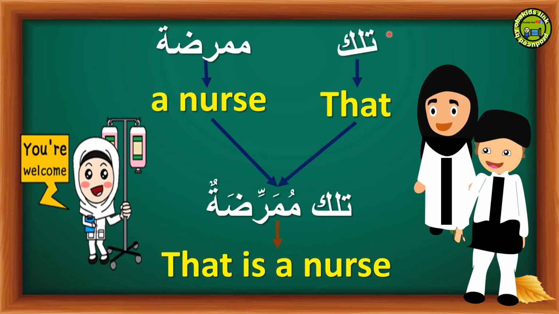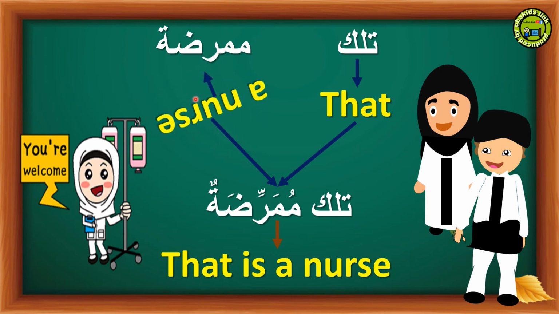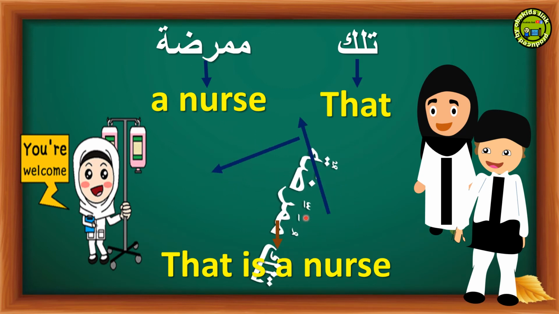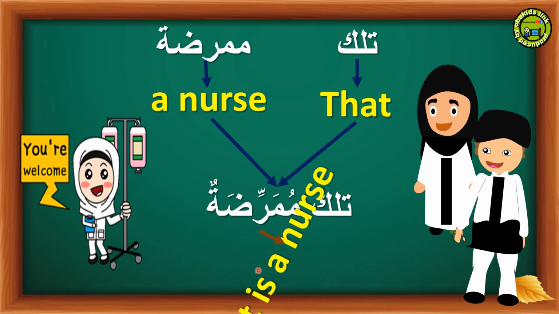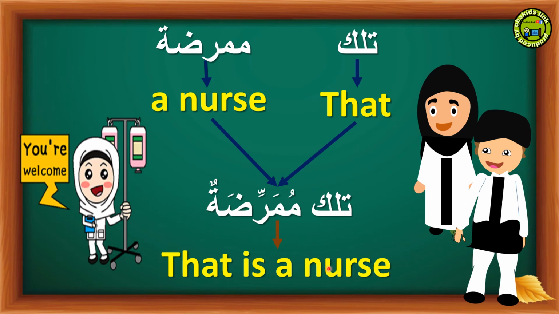This is Tilka. Tilka is a singular feminine demonstrative pronoun, which means that. This is Mumaridatun. Mumaridatun is a singular feminine noun, which means a nurse. Now if we join Tilka and Mumaridatun together, it becomes Tilka Mumaridatun. Say after me. Tilka Mumaridatun, which means that is a nurse. Let us see another example.